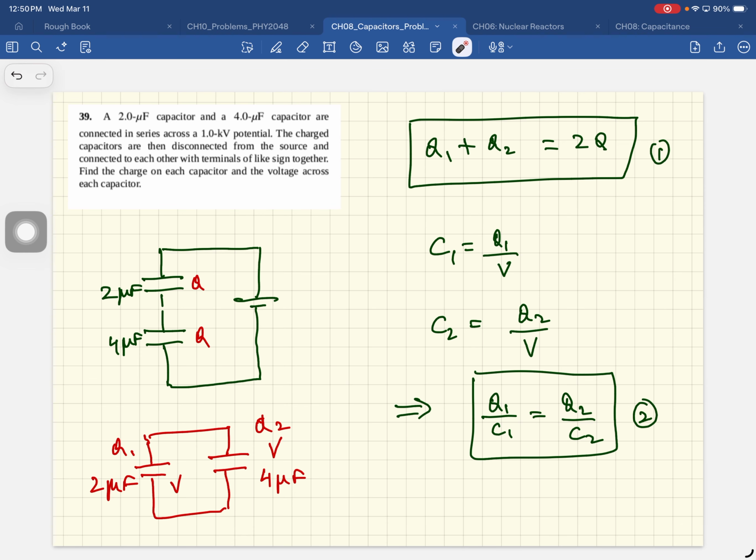All right, so here are two equations and two unknowns. Q1 and Q2 are unknowns. So all we have to do is find the charge Q. The way you find the charge Q is you reduce this to a single capacitor, by the way, this is 1,000 volts. Find the charge on that capacitor, and that will be the charge on these two capacitors. So now let's find Q first.